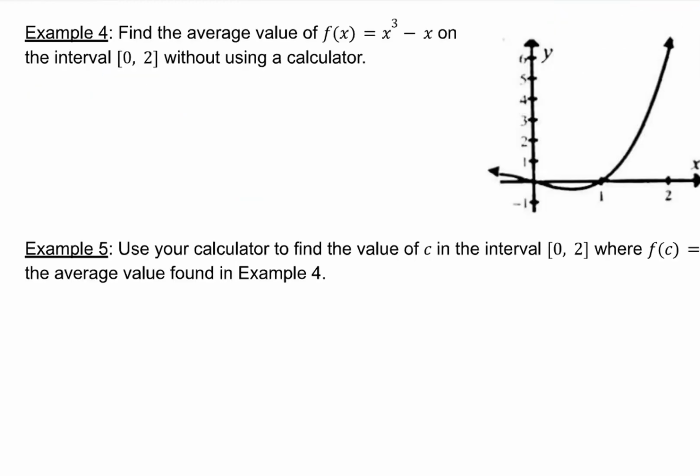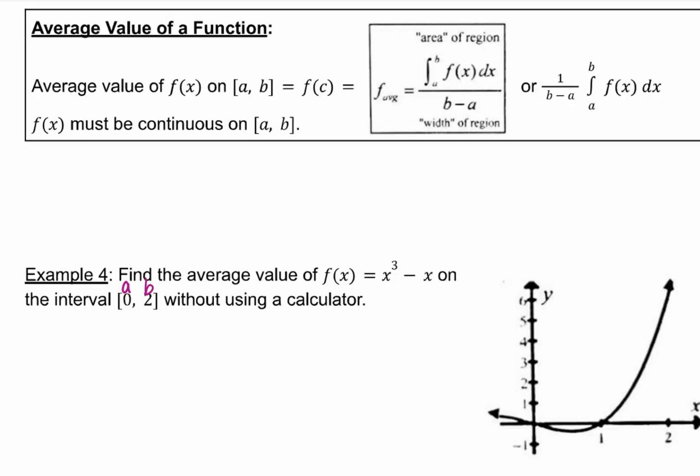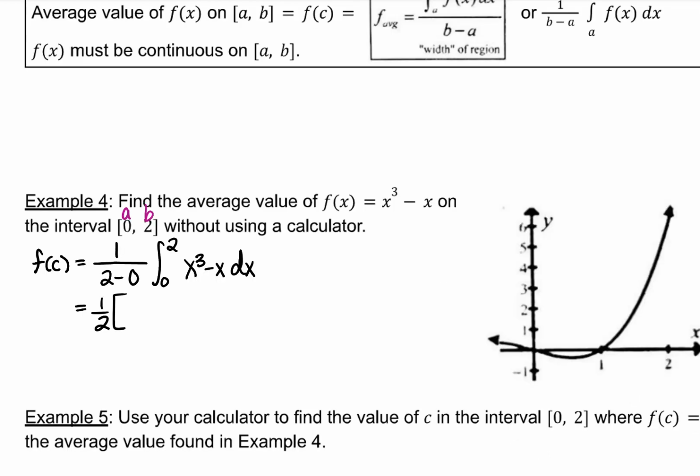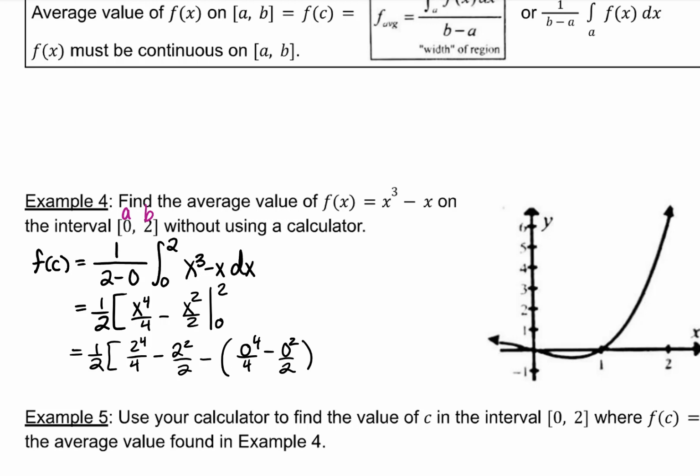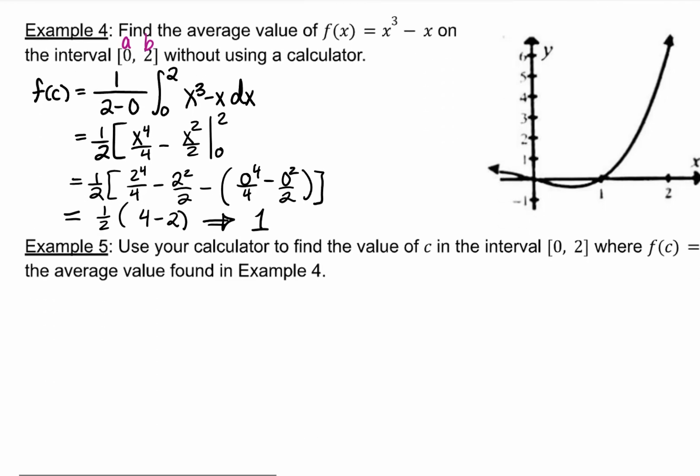Find the average value of x cubed minus x on the interval 0 to 2 without using a calculator. 0 is a, b is 2. Average value of a function, known as f of c, is equal to 1 over b minus a times the integral from a to b of f of x with respect to x. Time to integrate. And our average value of the function is 1.